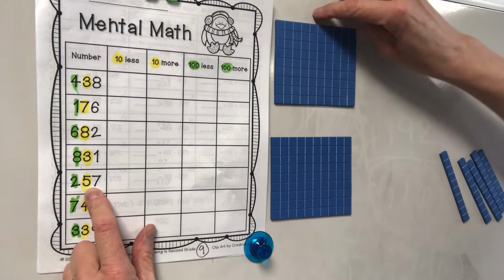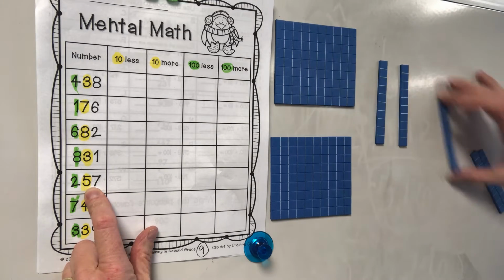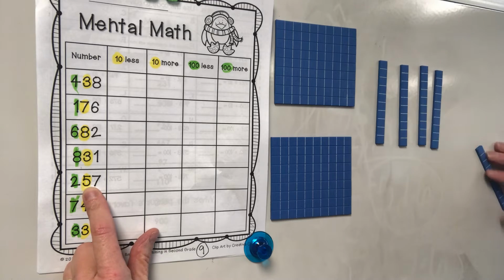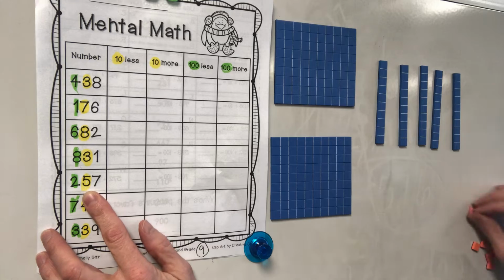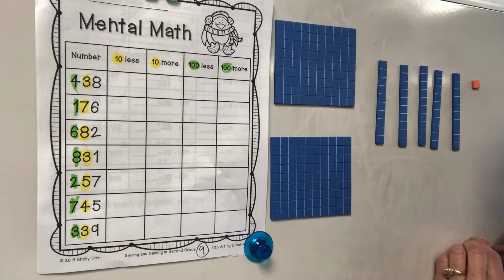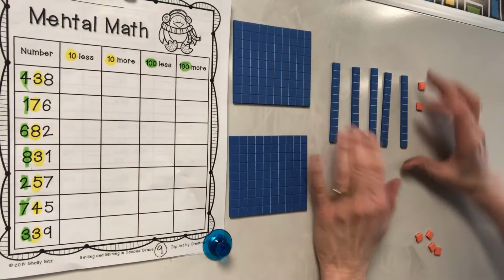So I'm going to have us go down to this one where we have 250, 5 tens, so we have 2 hundreds, 2, 3, 4, 5 tens, and 7 ones. Got it? So we're looking at 257.